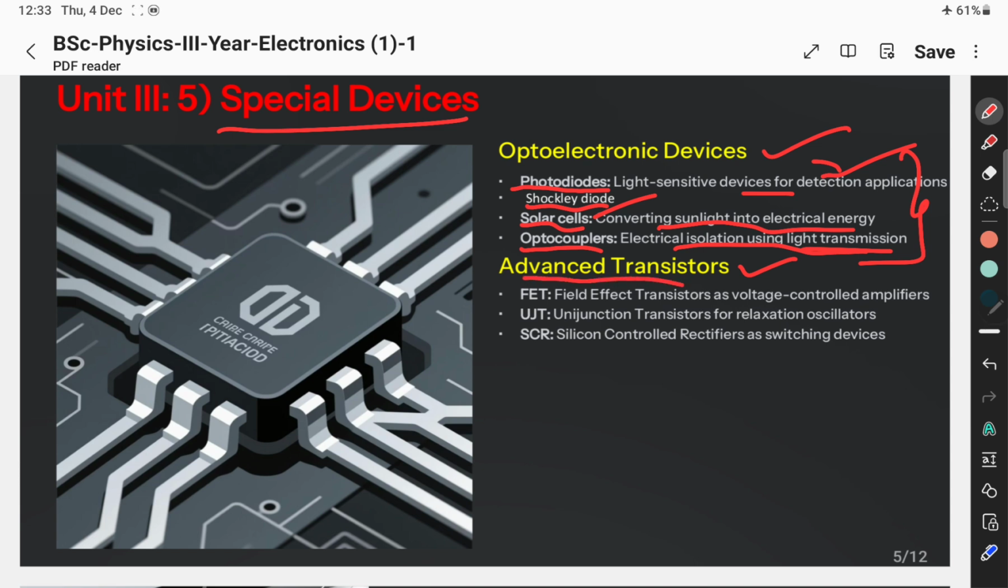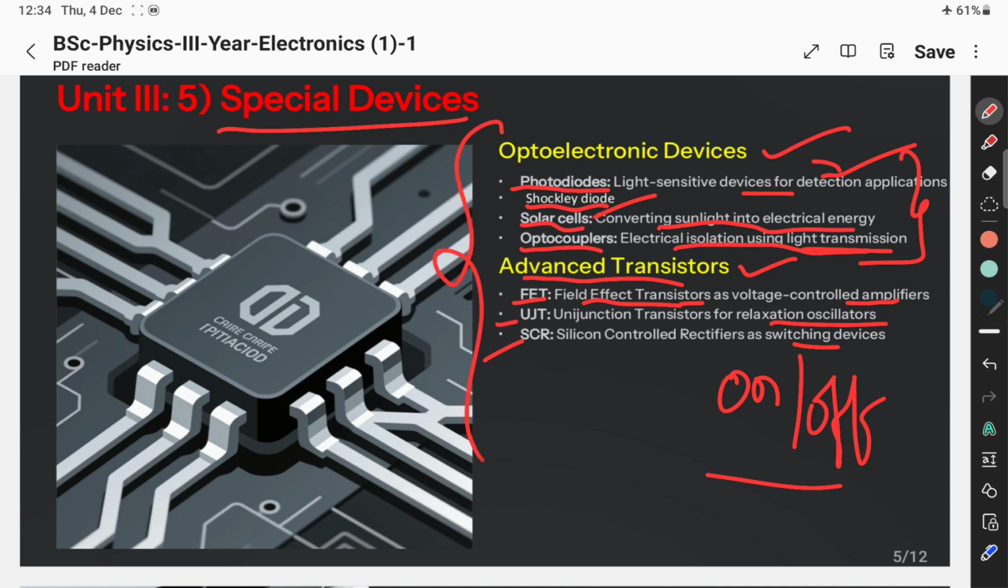Now coming to advanced transistors, we learn about FET, UJT, and SCR. FETs, field effect transistors, act as voltage controlled amplifiers. UJTs are used in oscillators. SCRs act as powerful switches in industrial electronics, like on or off buttons for heavy machines.